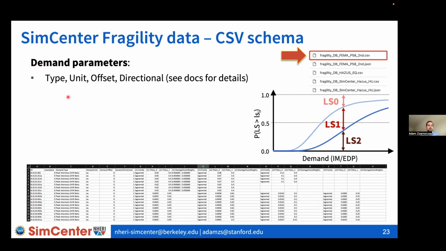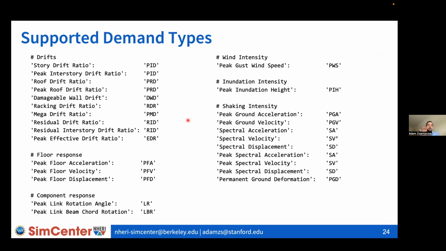For the demand, you need to know the type of demand, the unit of that demand, and then there are two more parameters that are more advanced. We won't go into those details, but you can see the documentation. Now, your first question might be, what kind of demand types are even available? So I have this slide for you. These are the demands that we support right now. You can see that there are different types of hazards included here. Drifts are typically for earthquakes, but for example, wind intensity or inundation are not earthquake related. So all of these are already supported.